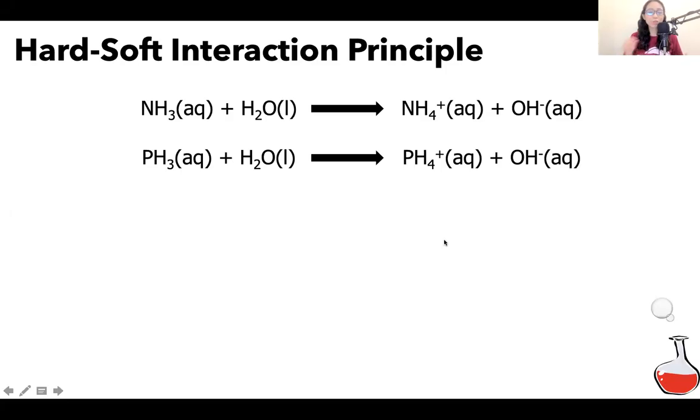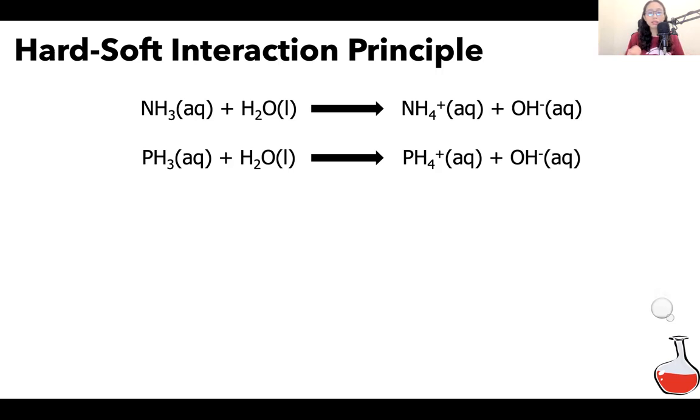And finally, we have the hard-soft interaction principle, which is just another term for the HSAB theory, but it uses the word interaction because instead of limiting ourselves with the concept of acids and bases interacting with each other, the HSAB theory is in fact extendable to other kinds of reactions. That is why we have the hard-soft interaction principle. Again, the concept is the same. You have hard and soft species.